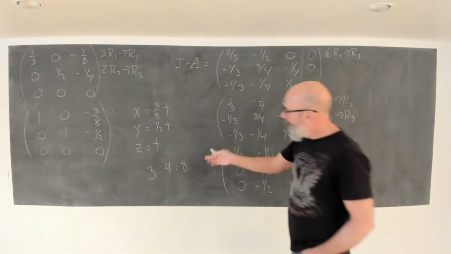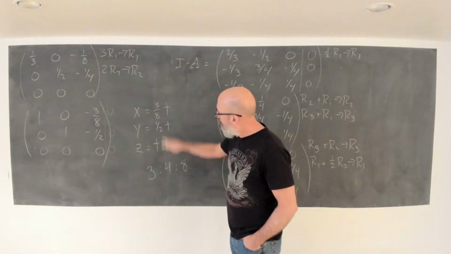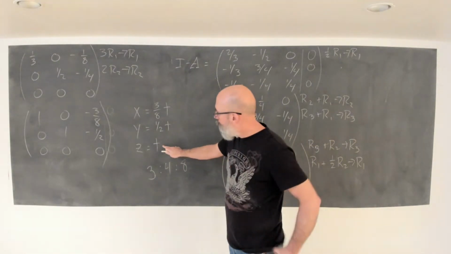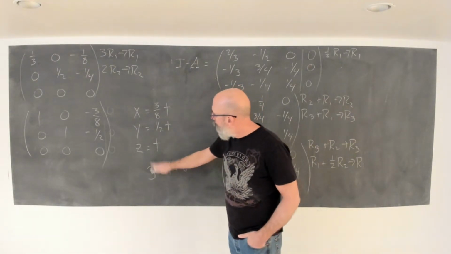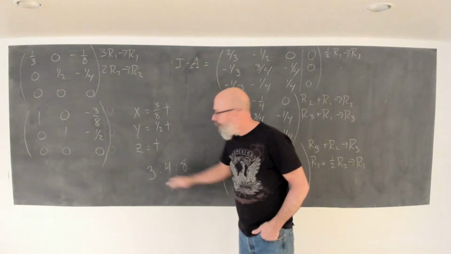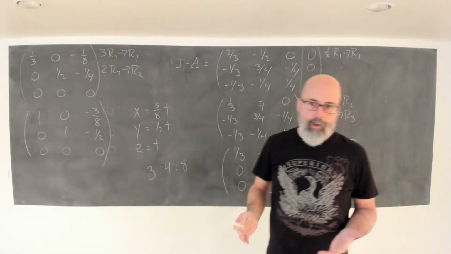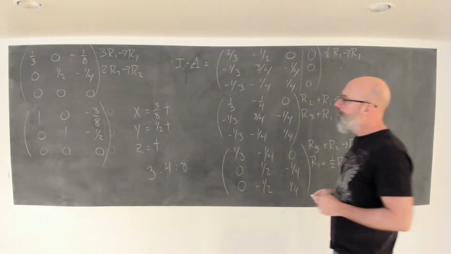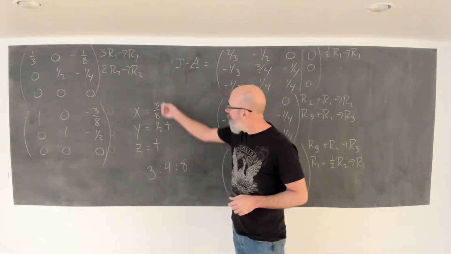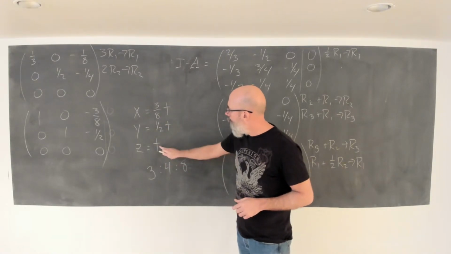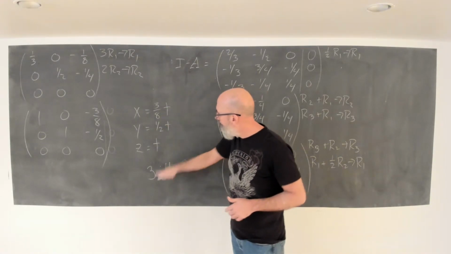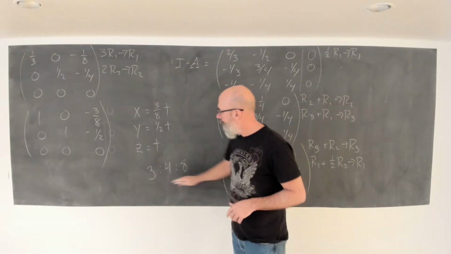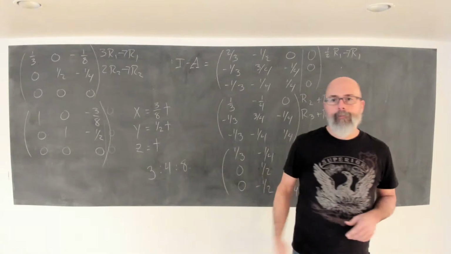How to find the ratio? Really any value of t will give you a ratio, any non-zero value of t. So if t is 1, you'd have 3 over 8 to 1/2 to 1. That would be an acceptable answer. But it's very nice to get rid of fractions. So if you take t to be 8, you have nice whole numbers. When t is 8, x is 3, y is 4, and z is 8. 3 to 4 to 8.